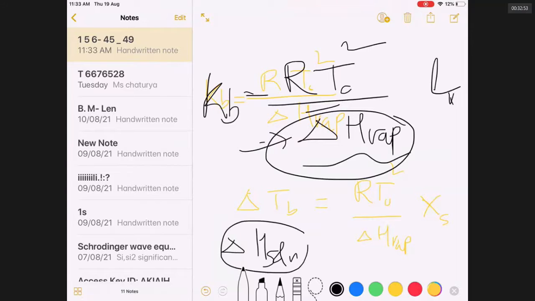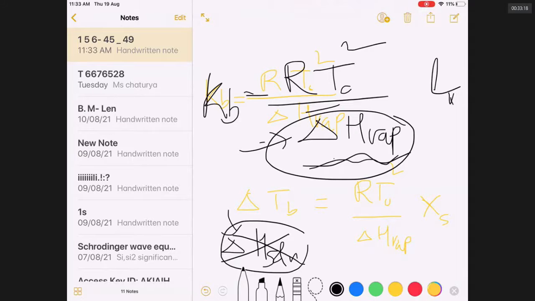The heat of solution can be negative or positive. If you are dissolving glucose, the solution becomes cool, delta H is positive. If you are dissolving washing soda, the solution becomes hot, delta H is negative. Heat of solution is different. It is not heat of solution, it is called latent heat of vaporization. So Kb is equal to R T0 square divided by delta H vap.